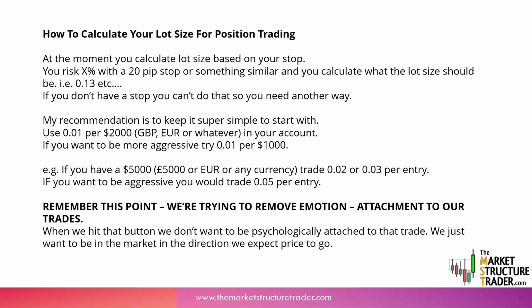So by starting with 0.01 per 2,000 in your account, you're going to enter very small positions, and it's going to allow us to scale up as we get more confident. So if you've got, for example, a €5,000 account or $5,000 account, you would trade a 0.02 or a 0.03 per entry. If you want to be aggressive and go straight in with an aggressive risk profile, then you would go in with 0.05 per entry. So it would be 0.1 per 1,000 in the account.